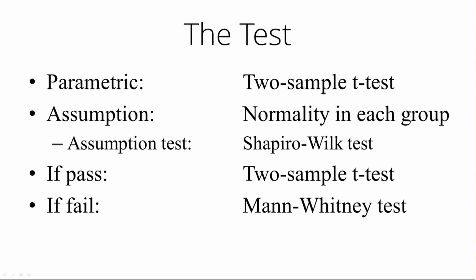So here's the test. We want to do a two-sample t-test. That's the parametric test. Its assumption is that the data in each group are generated from a normally distributed population. To do that, we're going to use the Shapiro-Wilk test on each group. If both groups pass the Shapiro-Wilk test, we get to use the two-sample t-test. If either group fails, we have to use the non-parametric test. And that non-parametric test here is the Mann-Whitney test. So let's see how this actually works in R.